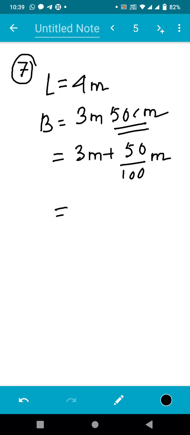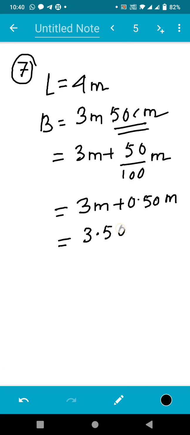Now convert this 50 by 100 into the decimal form. So 3 meter plus 0.50 meter, and that would be equals to 3.50 meter. Now from here we have to just simplify the area.